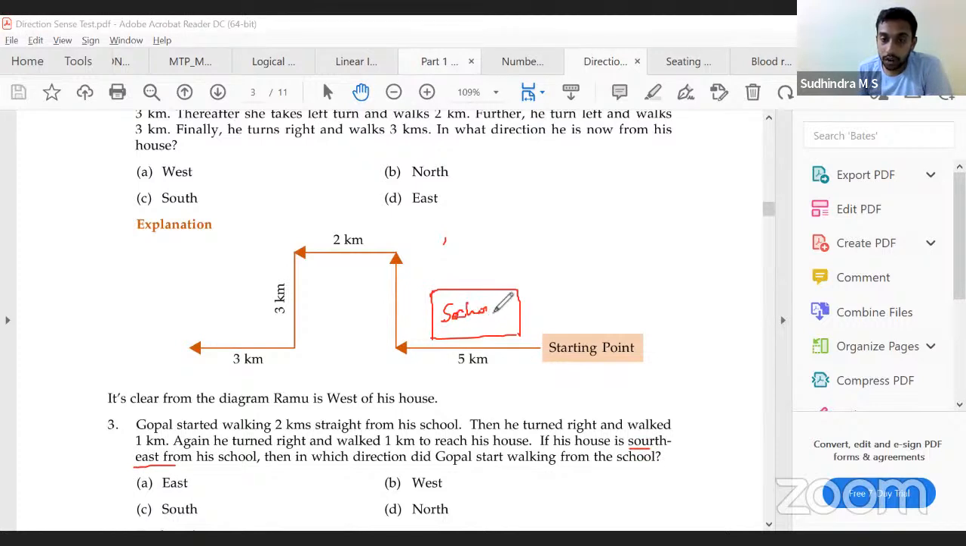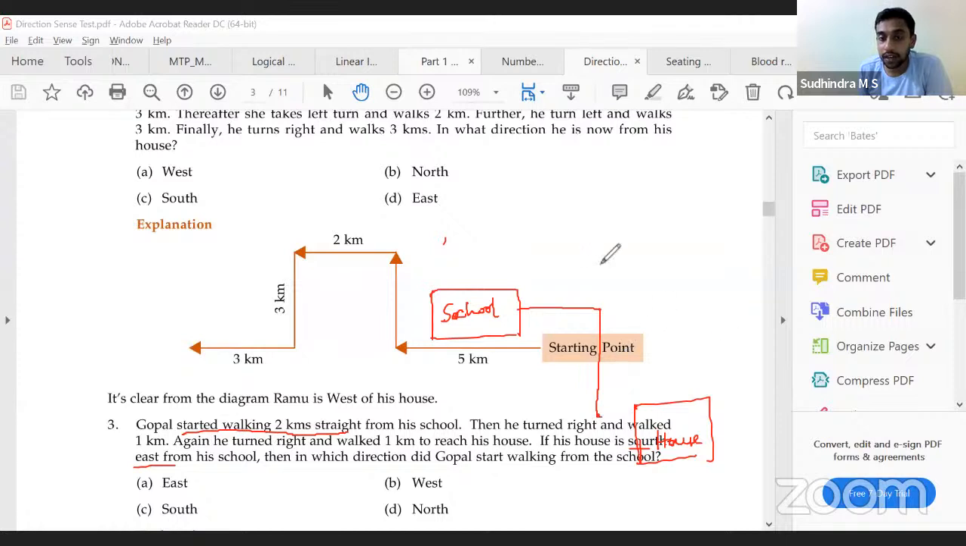So this is the school. If this is the school, which direction are they saying? Southeast. So the house is here. Correct? The house is here, southeast. So what did he do? Gopal started walking 2 kilometers straight from his school, turned right and walked 1 kilometer, again turned right and walked 1 kilometer. So he started straight 2 kilometers, took a right 1 kilometer, and again took a right.